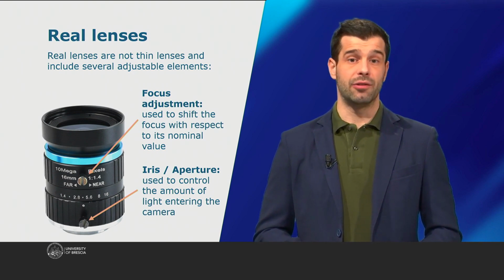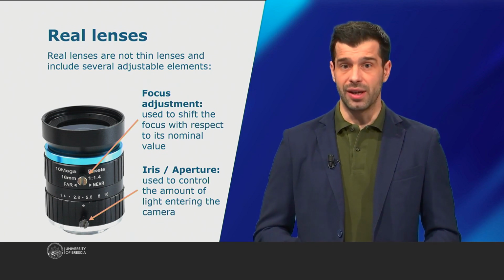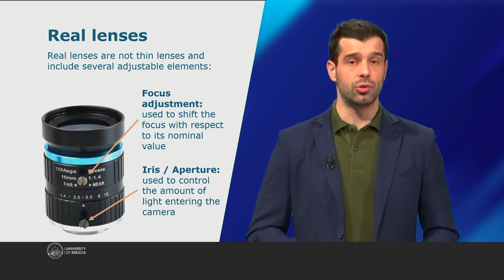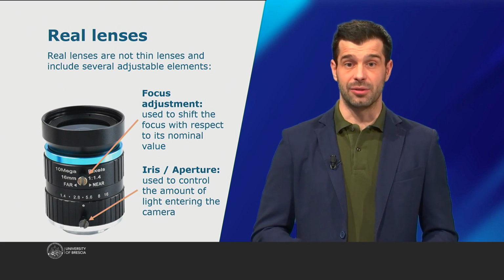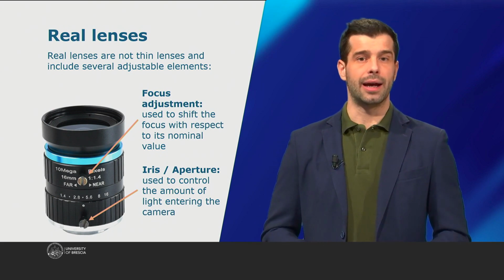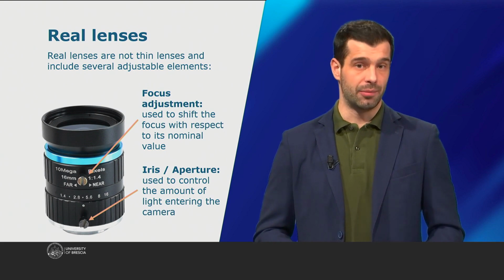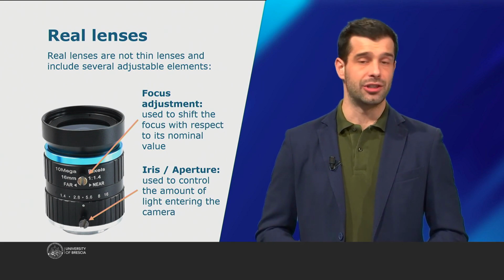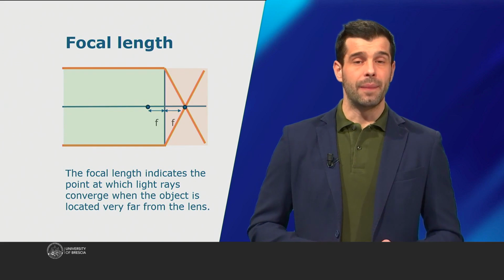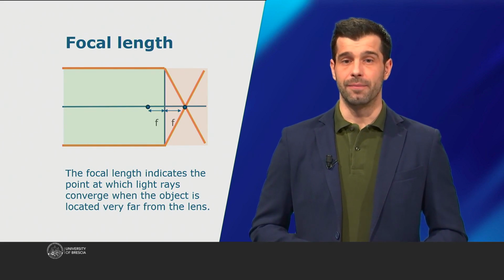Additionally, lenses have two mechanical adjustments, two rings, which on one hand allow you to adjust the focal length of the lens itself. And on the other hand, they regulate the amount of light that can pass through the optical system and the lens, and thus reach the sensor. Let's now understand what these two adjustments are actually for. Let's start with the focus adjustment.